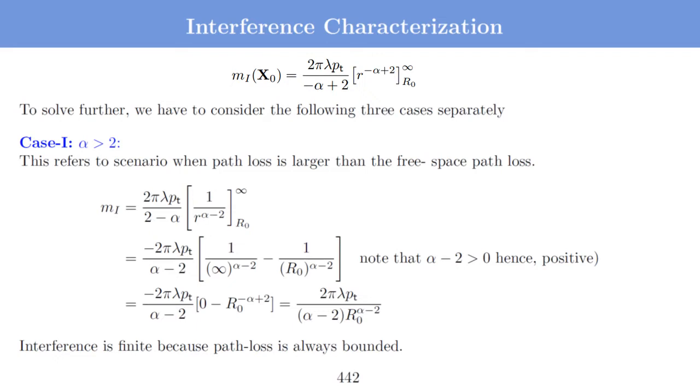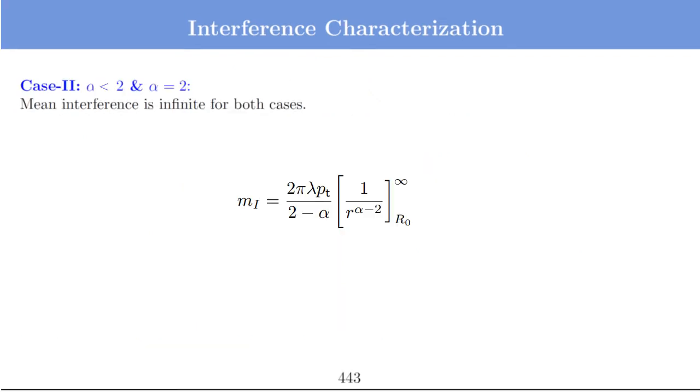which is different from the previous case, and the reason is that the lower limit of the interferer location cannot be very close to the user. There is some exclusion ball r0 and the interferers only start after that ball. Let us take the case when alpha is less than 2. In that case you will see alpha minus 2 is actually negative, so it will come in the numerator with some coefficient. When you put the infinity limit, the whole term becomes infinite. The same would be the case when alpha is equal to 2. You will see some log terms and the overall interference will become infinite.